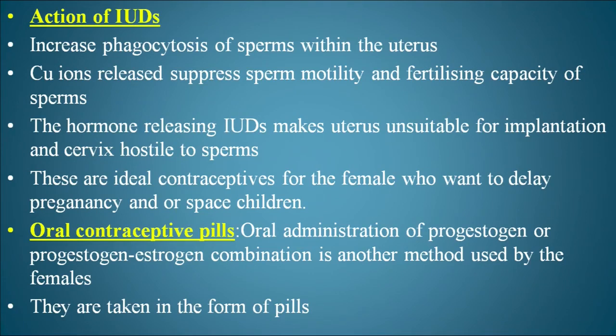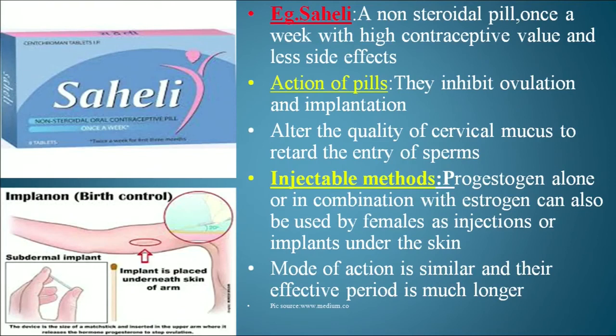Next comes the oral contraceptive pill. Oral administration of progestogen or progestogen-estrogen combination is another method used by females. They are taken in the form of pills. Example: Saheli, which is a non-steroidal pill, a once a week pill, made by CDRI Lucknow, that is the Central Drug Research Institute of Lucknow, and it has a very high contraceptive value with less side effects. What is the action of pills? They inhibit ovulation and implantation. They alter the quality of cervical mucus to retard the entry of sperms.